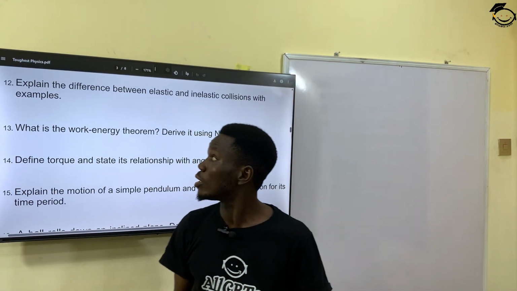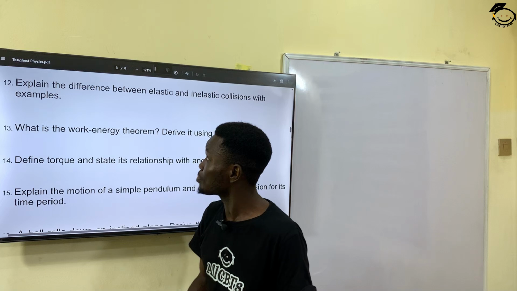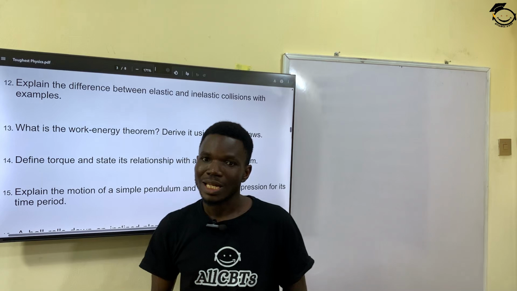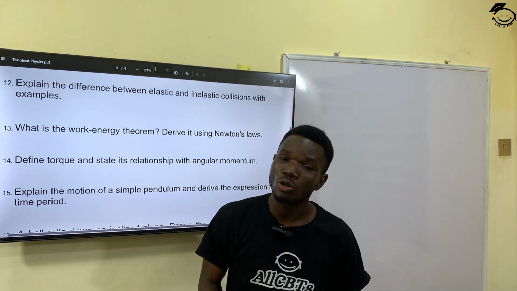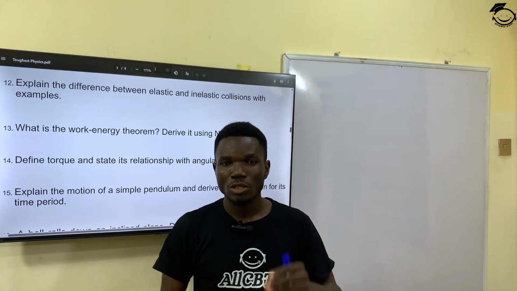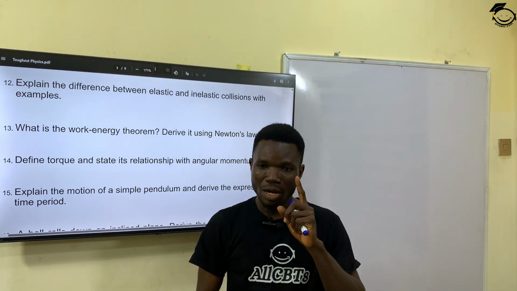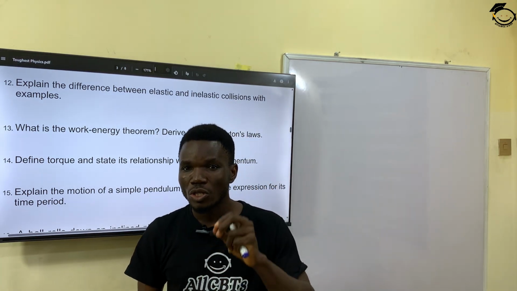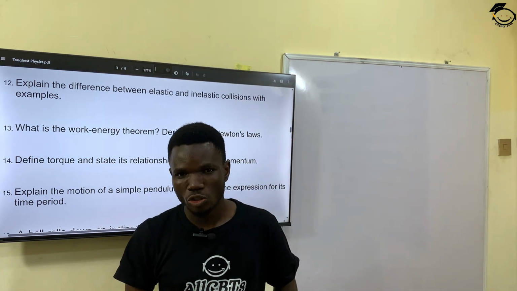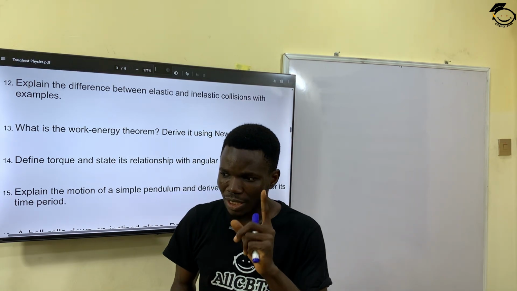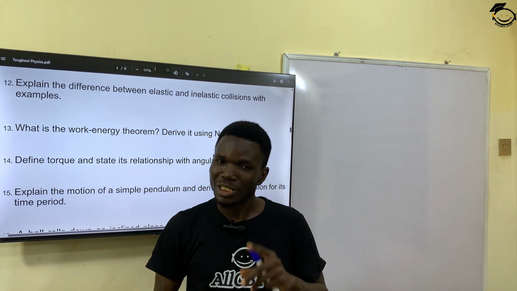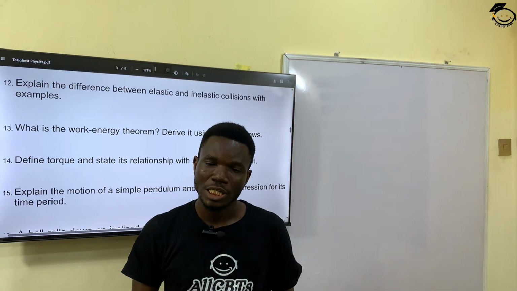That takes us to question number 12, which says, explain the difference between elastic and inelastic collision with examples. Now, elastic collision is a type of collision where both momentum and kinetic energy are conserved. But in inelastic collision, momentum is conserved, but kinetic energy is not conserved.